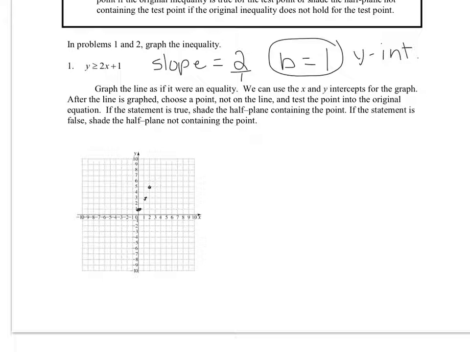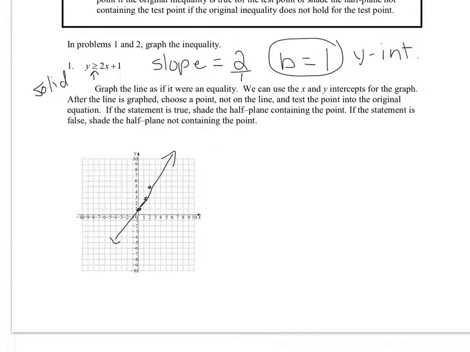I now have enough points that I can draw the line, paying attention to the inequality because it has the or equal to. That tells me this needs to be a solid line, not a dashed line. And I will draw in this line. Again, it's much better to use a straight edge. I just don't have that option working with my iPad.